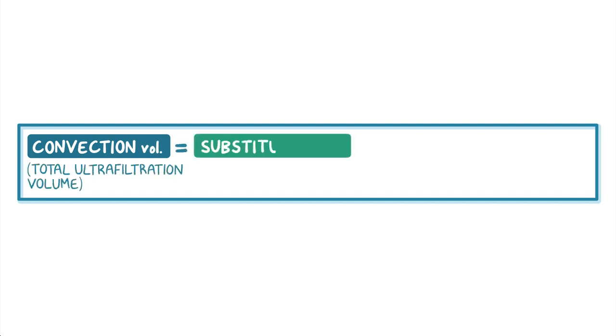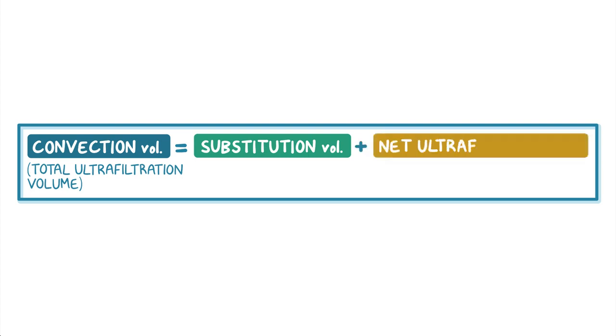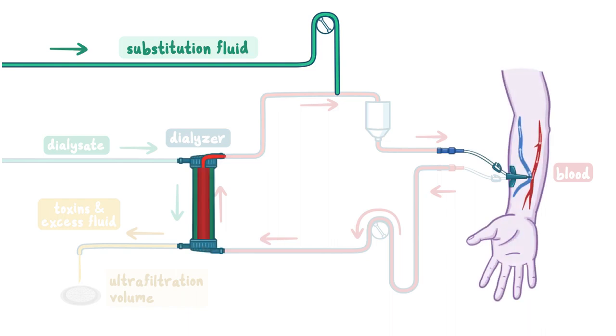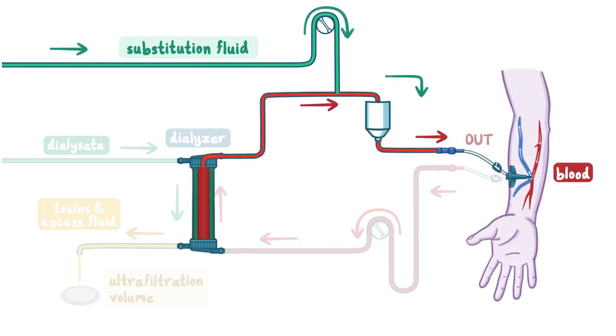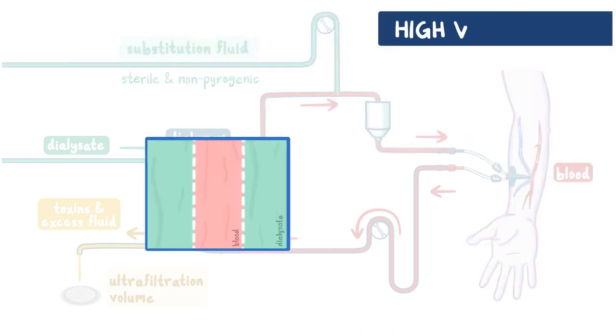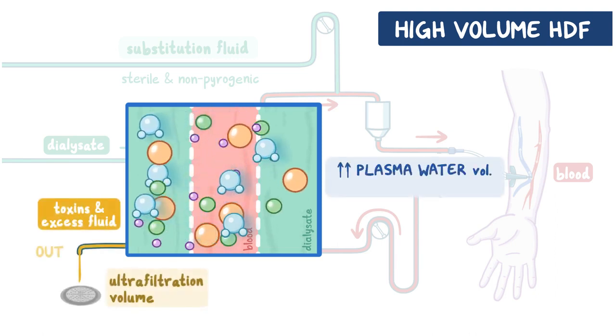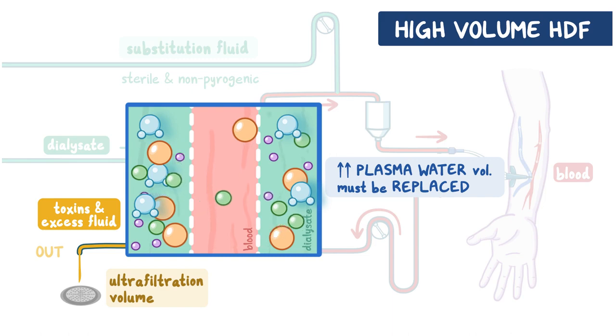The convection volume, or total ultrafiltration volume, consists of the substitution volume plus the net ultrafiltration volume for fluid removal. The substitution volume is the amount of replacement fluid infused into the patient's bloodline to maintain fluid balance. This fluid must be sterile and non-pyrogenic. In high-volume HDF, a large volume of plasma water is ultrafiltered and must be replaced.